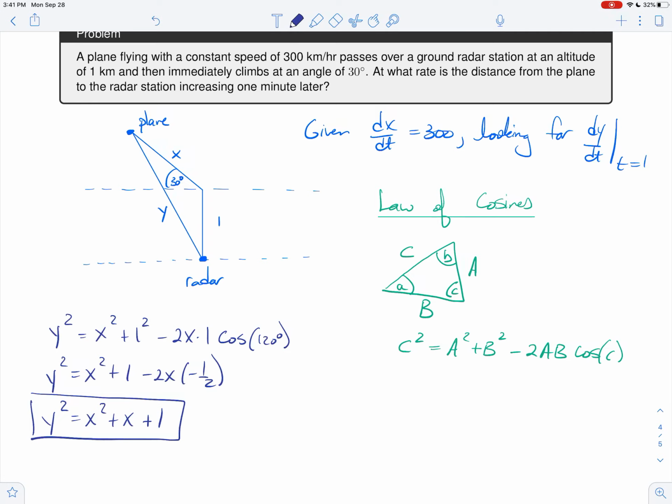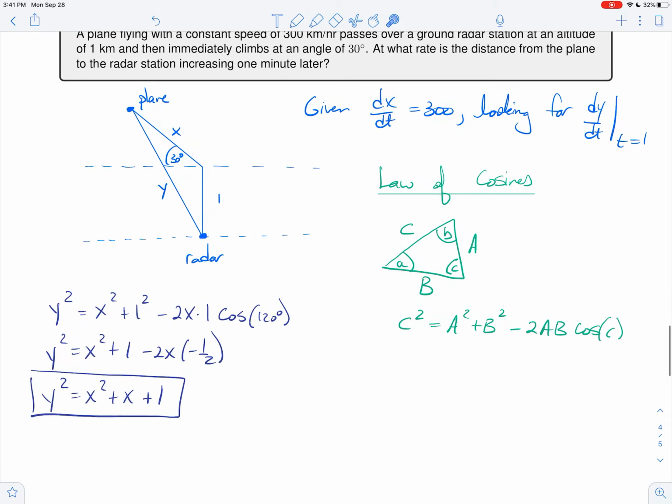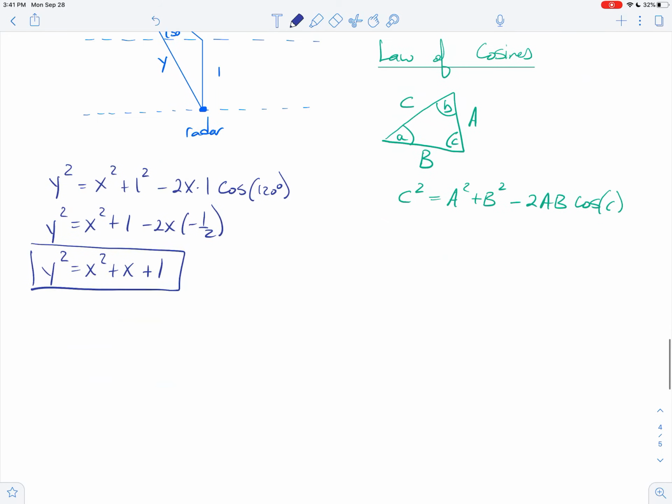Once you've got the relationship, though, taking the derivative shouldn't be any big deal. We're viewing, remember, y and x as functions of time. As time passes, these are changing. So I just take derivatives. It's kind of like what we did in implicit. In fact, it is implicit. The difference is I'm viewing both of these variables as functions of t. I'm not looking for dy dx. That's not what I want. I want dy dt and dx dt.